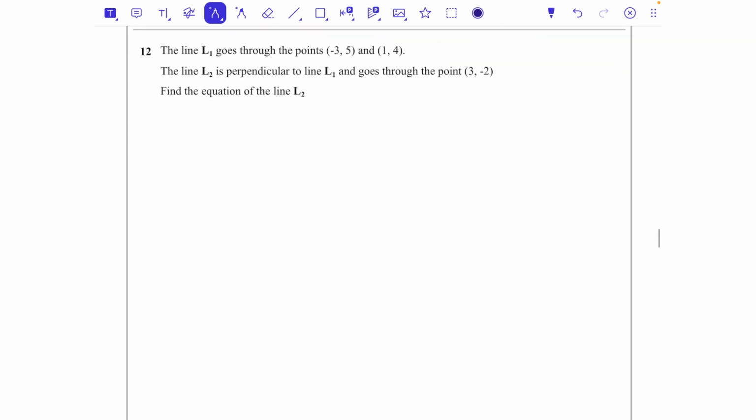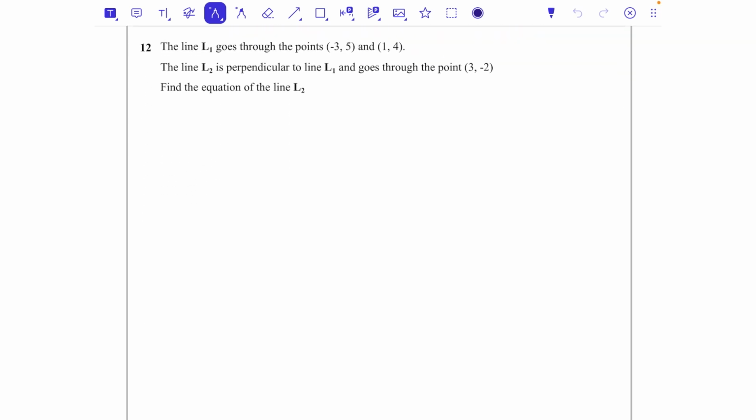Question number 12. The line L1 goes through the points -3, 5 and 1, 4. The line L2 is perpendicular to line L1 and goes through the point 3, -2. Find the equation of the line L2. So first thing we need to do is get the gradient of line L1. If two lines are perpendicular to each other, then we're going to do the negative reciprocal of the gradient. So if this line had a gradient of 2, then this line would have a gradient of -1/2. We're doing the reciprocal and we're also making it negative.